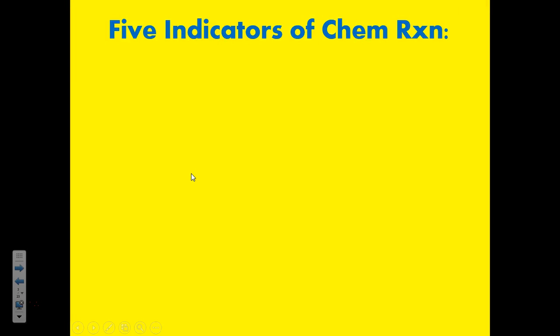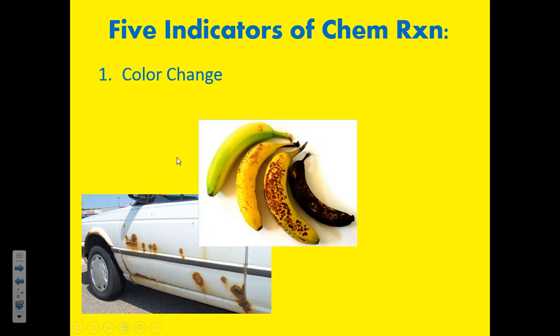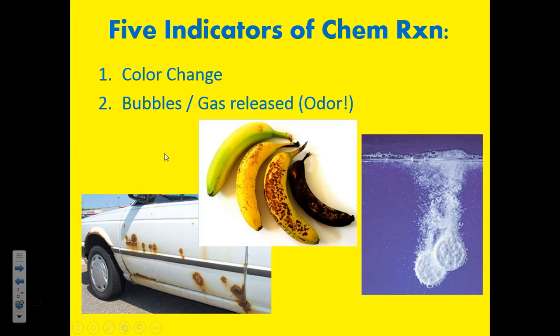As a bit of a review, we have these 5 signs that a chemical change has happened or that a chemical reaction has occurred. One of them is color change. You see it here with the banana or the rusting on the car. That indicates that a chemical reaction has happened. Also, we can have bubbles or gas released. That happens a lot of times in a chemical reaction.